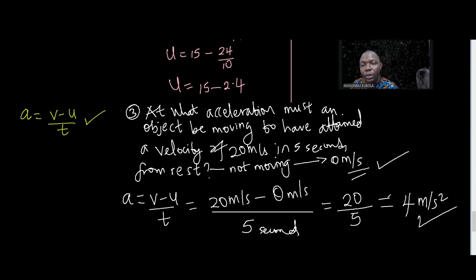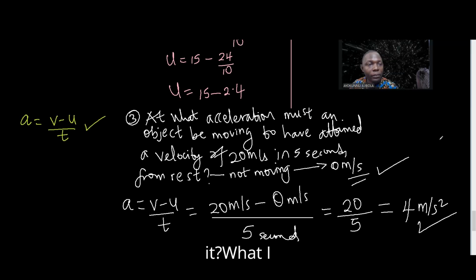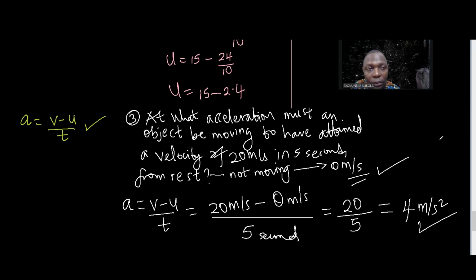Number 3. Also, what I wanted to ask was, how do we get 4 meter per second square? Like that meter per second square.